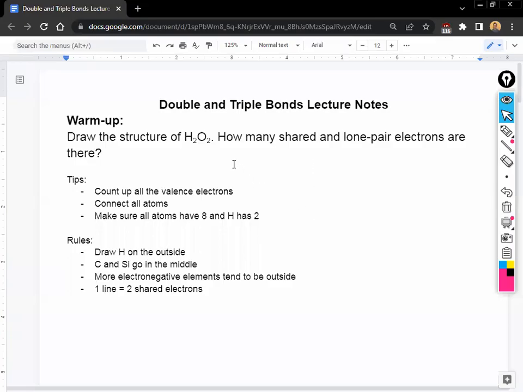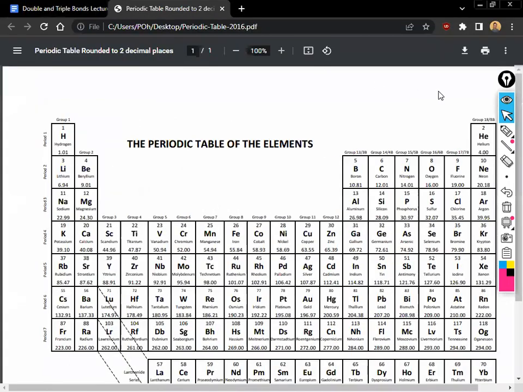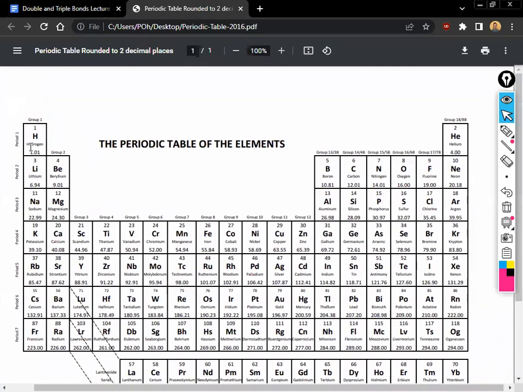All right, so for H2O2, we're just going to start off by doing the stuff we did last time. So let's start by counting the valence electrons. If you look at H2O2, how many hydrogens are inside of it? Yeah, 2. So if we look at the periodic table and we look at hydrogen, hydrogen is the first box, so it gives you 1 valence electron.